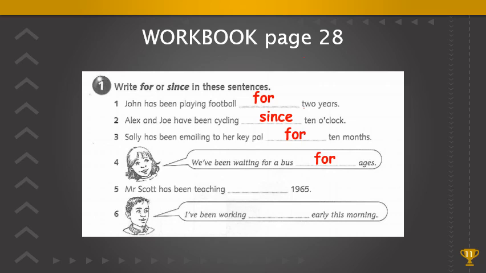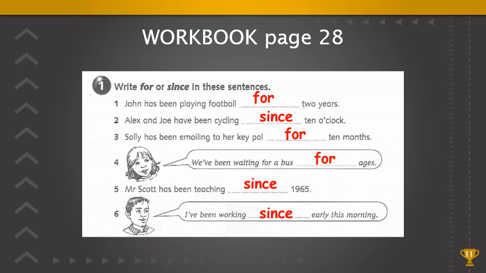Mr. Scott has been teaching blank 1965. So you have there 1965. Is it a period of time or is this a point in time? Correct. It is a point in time. So therefore the answer should be since. Moving on to the last sentence, I've been working blank early this morning. So is it a period of time or a point in time? Correct. It's since early this morning because it is a point in time.